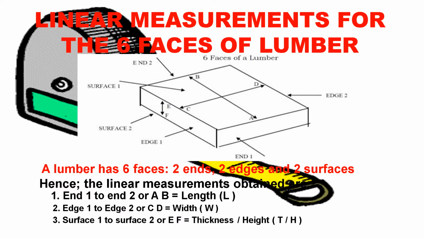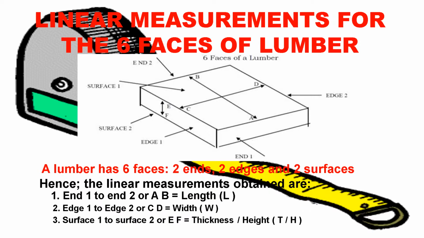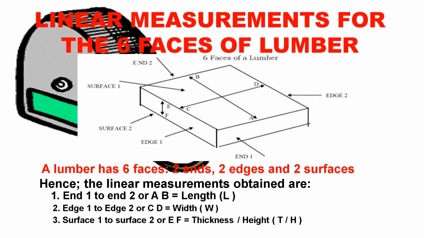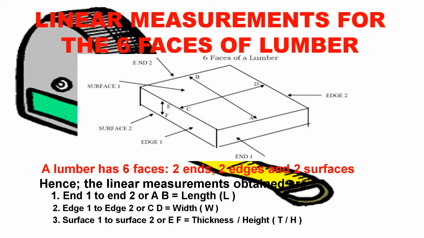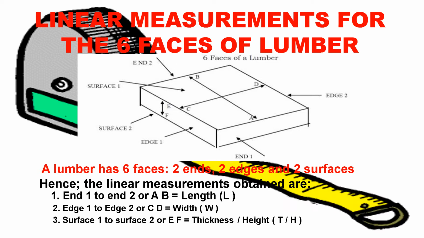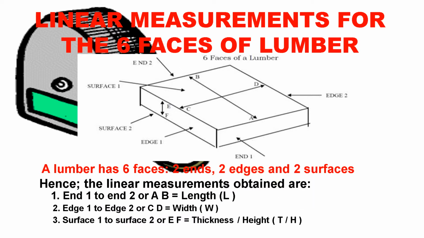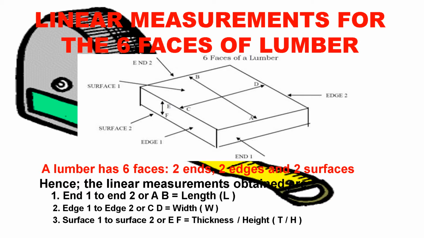to end 2, or AB, is equal to length. The edge 1 to edge 2, or CD, is equal to width. The surface 1 to surface 2, or EF, is thickness or height.